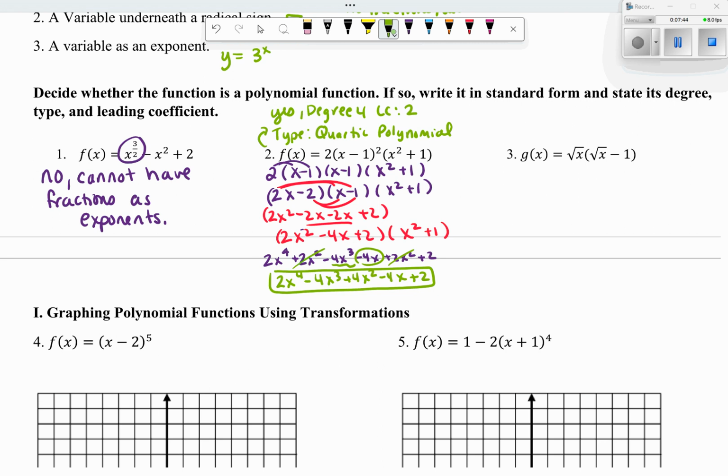Looking at the last one, right away, if we were to simplify this, we get the root x times the root x, which would be x, and then minus root x. So this is not a polynomial. I can't have a variable under a root.